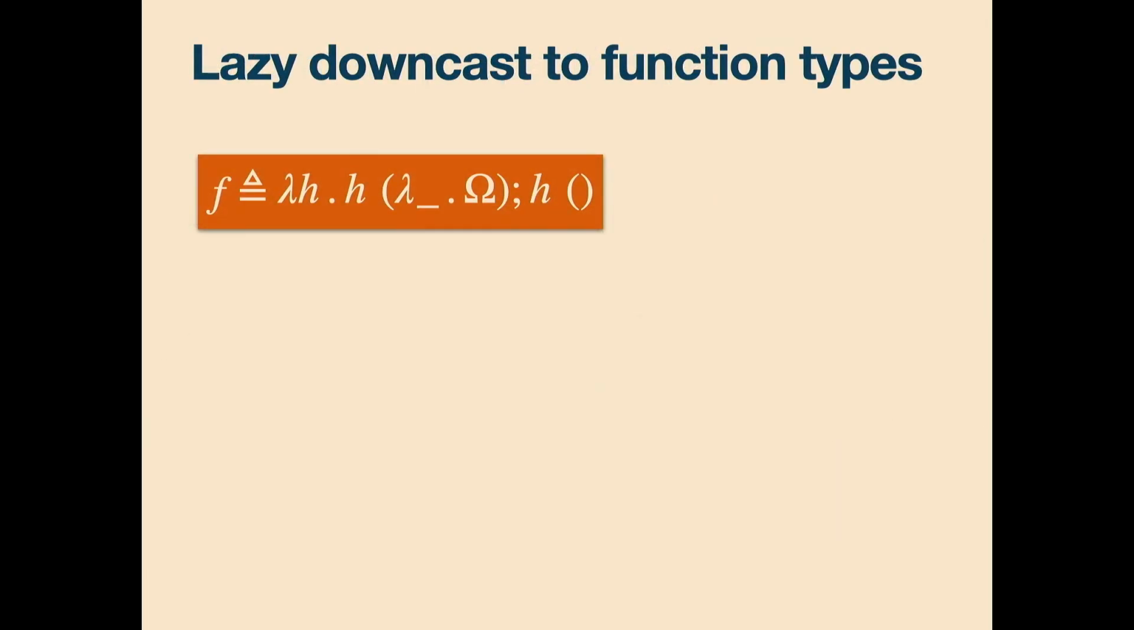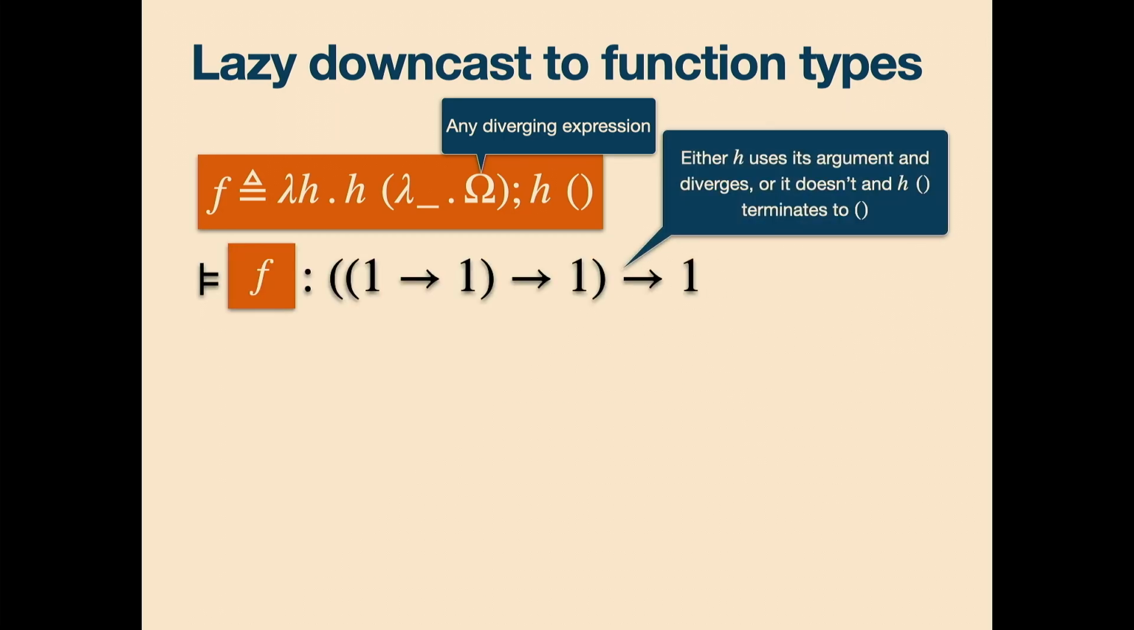So one important thing that I said I was going to mention is that we have to use lazy downcast on the runtime semantics. To motivate this, suppose that we have this function f that takes a function h, and we apply h to any divergent expression, in this case any lambda that diverges, and then we apply the same function to unit. Of course, this function is going to be semantically typed to this type. You have to believe me. It's a very long type, but it is.